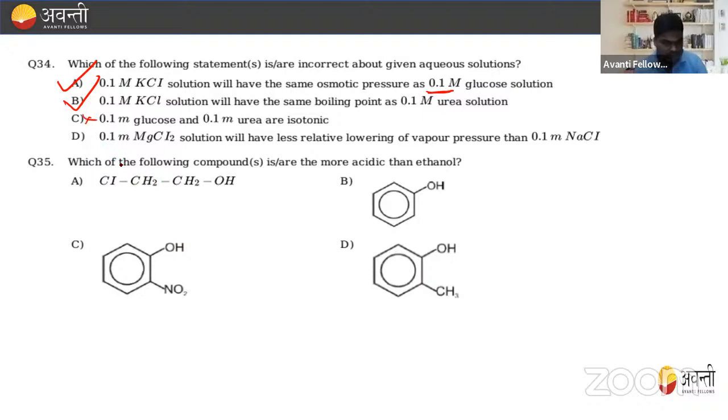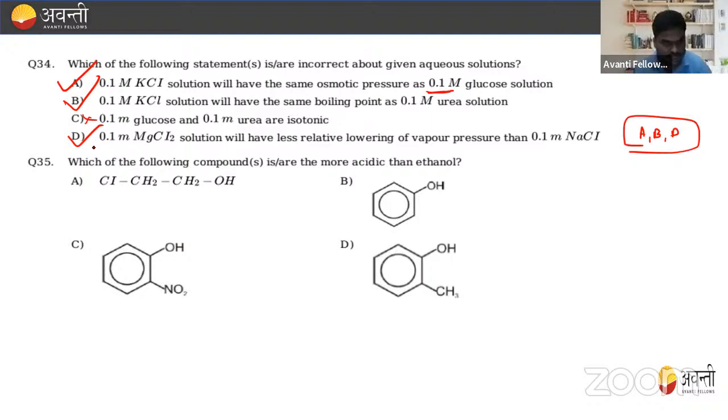Now, the 0.1 mole MgCl2 solution has the least relative lowering of vapor pressure compared to 0.1 mole NaCl. This is also true, right? So the incorrect options are A, B, and D.